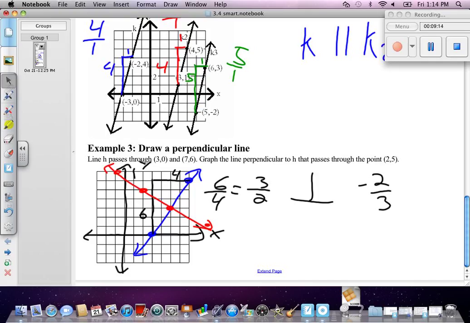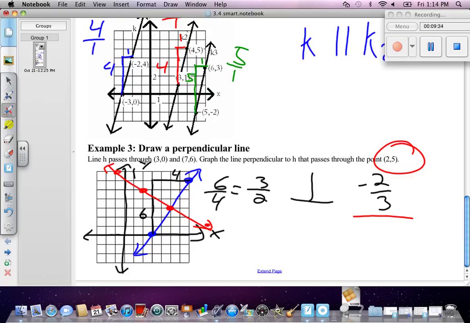Yes, Fran. Did you get the red one? Okay, so I found the perpendicular slope, right? And then I went to the dot 2, 5, and I just went down 2 over 3, down 2 over 3. You've got to find the slope first. Yes, it depends on the question. Okay. Jacob? How do you get -2 over 3?